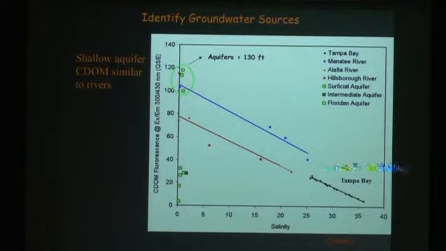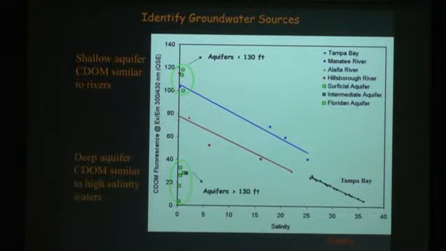So these are samples taken at less than 150 feet. These are the ones greater than 150 feet. And what happens within the aquifer is that the organic matter gets remineralized, that regenerates the nitrate, but the organic matter goes away, and so the CDOM concentration falls because that's what it is. So she used that. It was a really nice study.